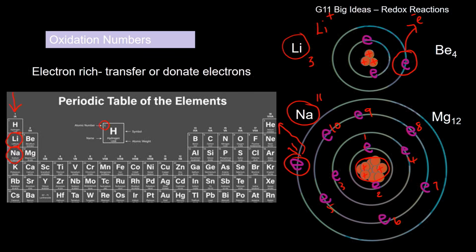So this electron is given away. Guess what? It also becomes a positive charge. I'm going to write it down here. So sodium, sorry, not sodium. Yes, it is sodium. It's going to be sodium plus. It's going to have a 1 plus charge.